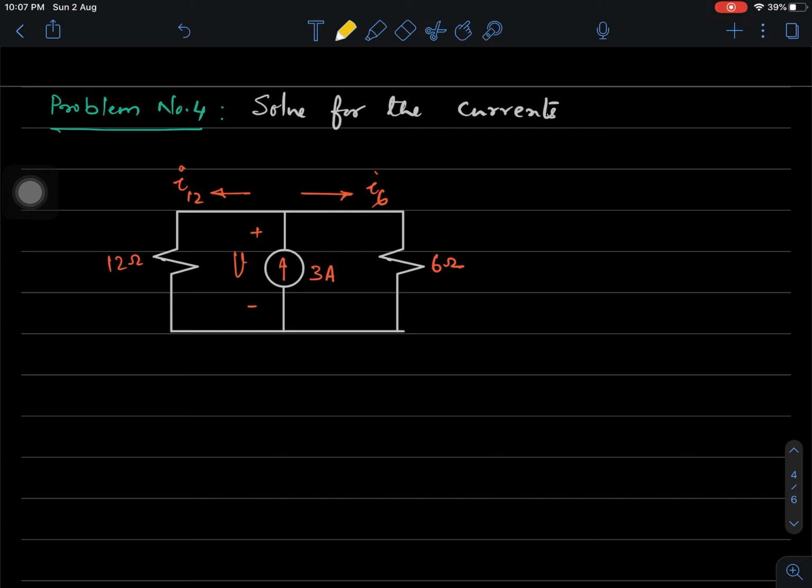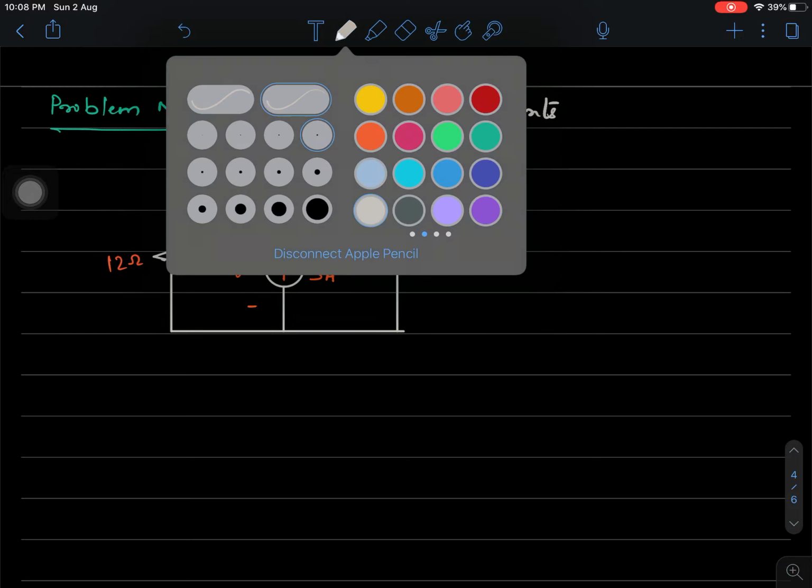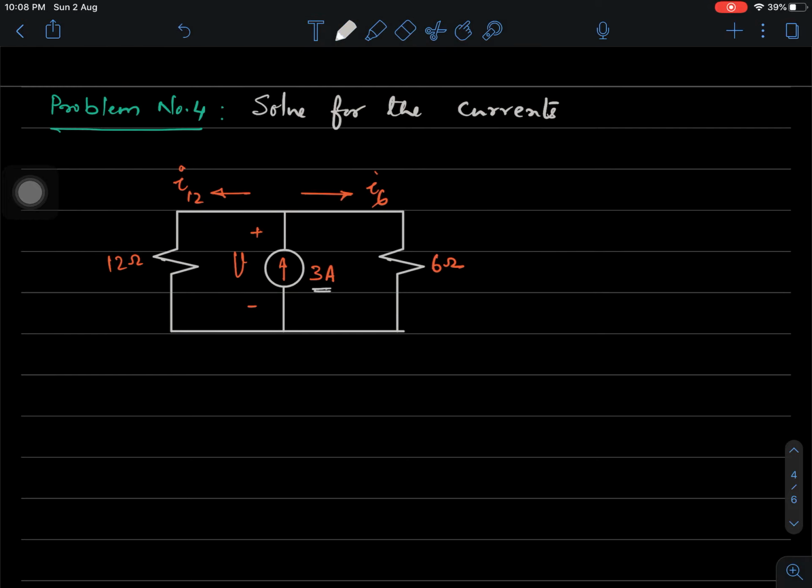We are supposed to find I12 and I6. How do we do it? It's the simplest possible problem. Perhaps we could have taken this as the first problem. See if you can see across this particular current source. You have to identify very clearly that this is a current source which is sending out 3 amperes through its terminals, and it will get back 3 amperes back to the terminal. This is what it means.